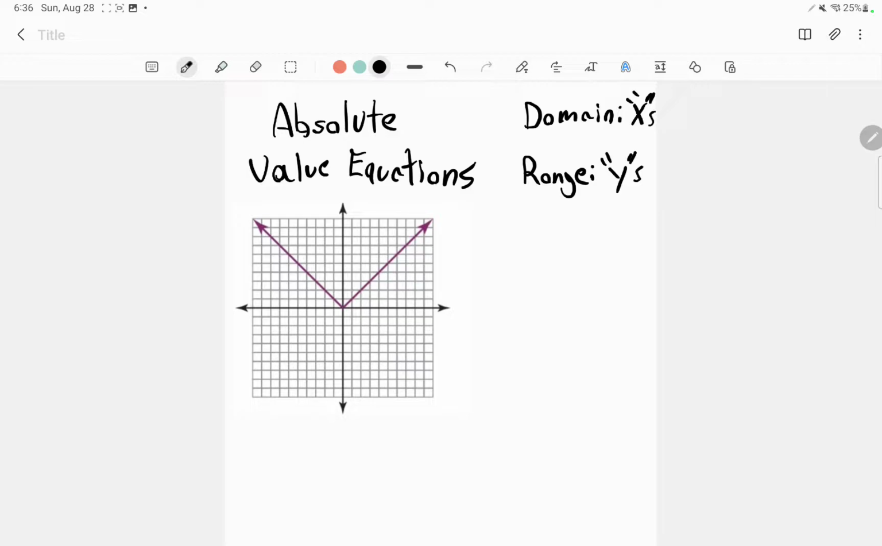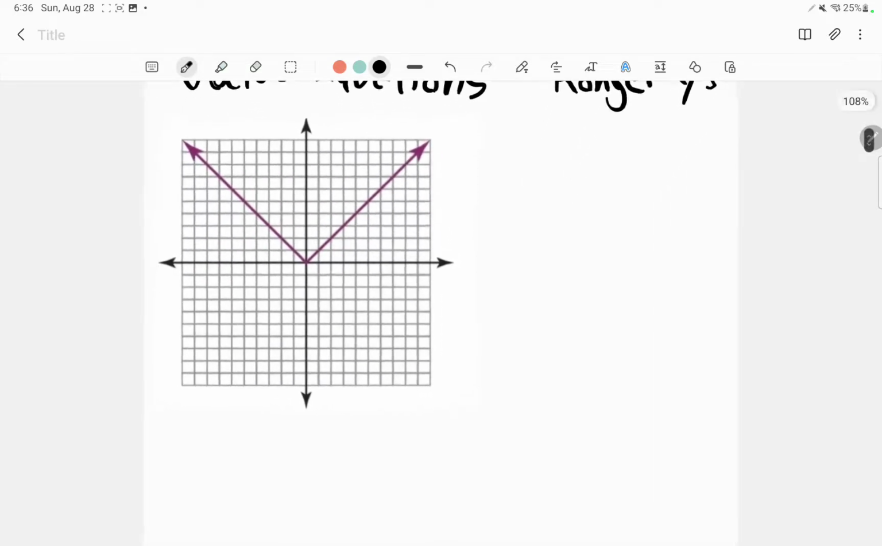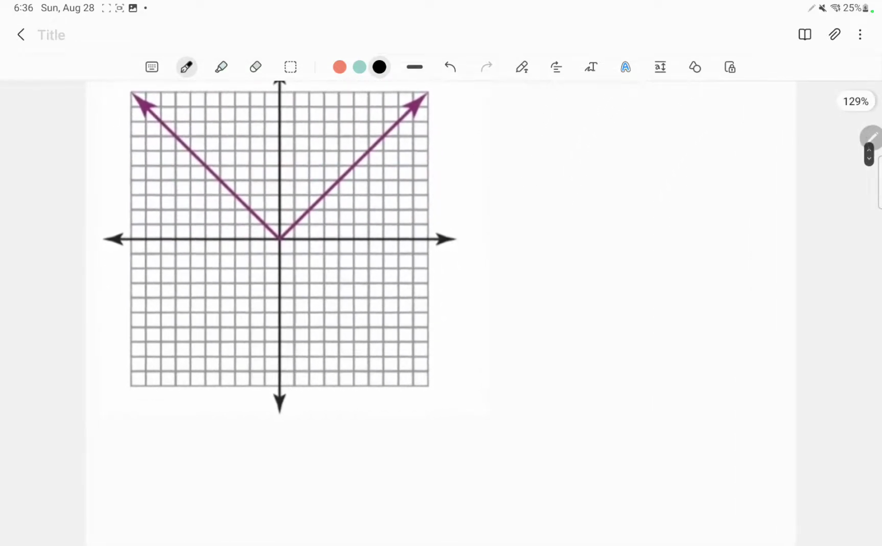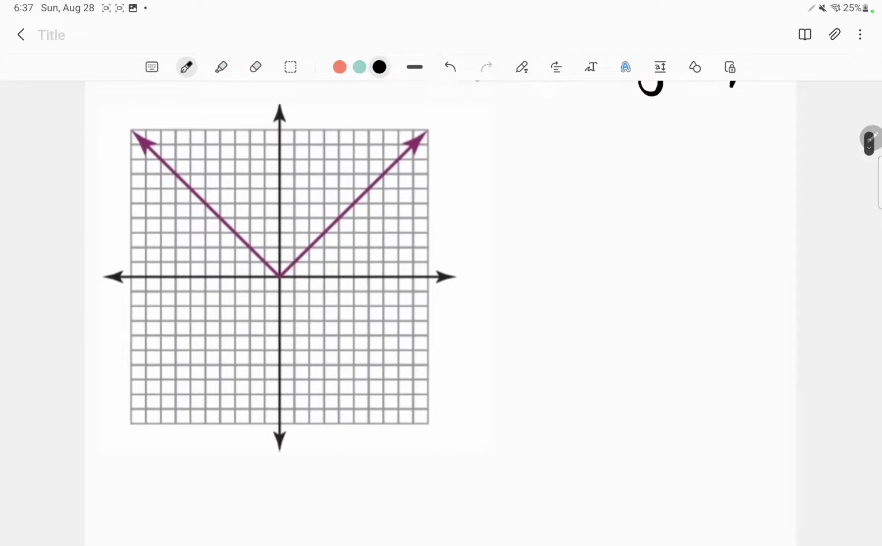So let's look at the function, the absolute value function. I'm going to make it bigger so you guys can see. Now, I'm going to go ahead and do red. It's going to be my domain. And I'm going to have to decide what is going to be my domain. Now, your domain is always going to go horizontally. And I can see my graph is going this way and it's going this way.